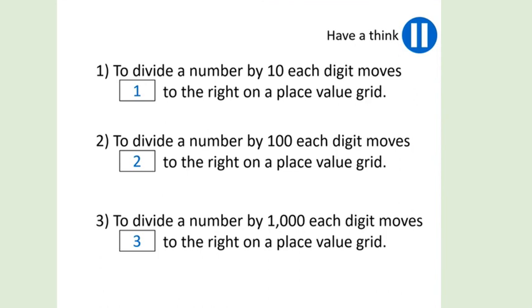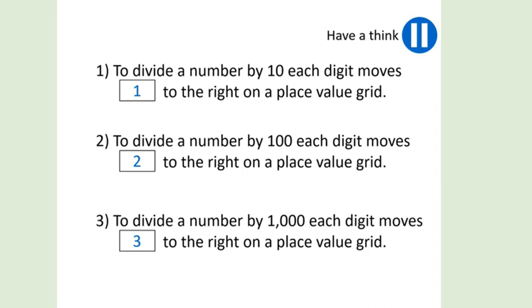Well done. Let's see if you're right. To divide a number by 10, each digit moves one place to the right on a place value grid. Number 2, to divide a number by 100, each digit moves 2 places to the right on a place value grid. And number 3, to divide a number by 1000, each digit moves 3 places to the right on a place value grid.